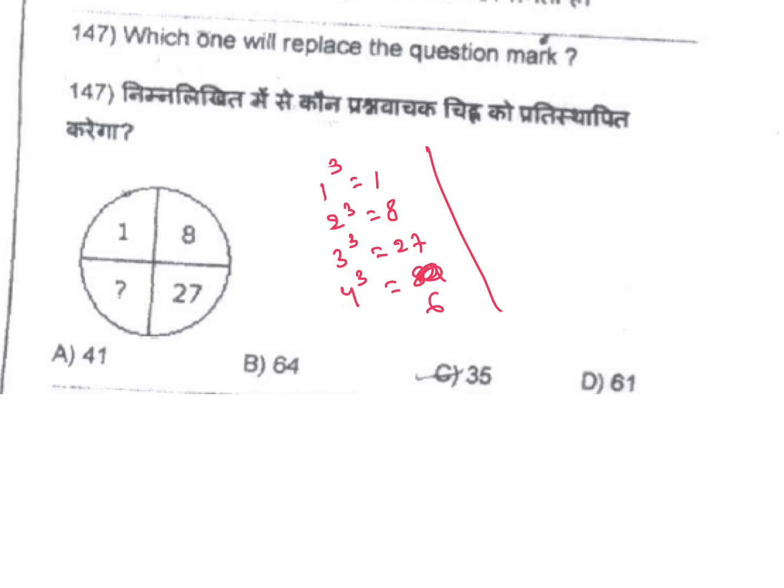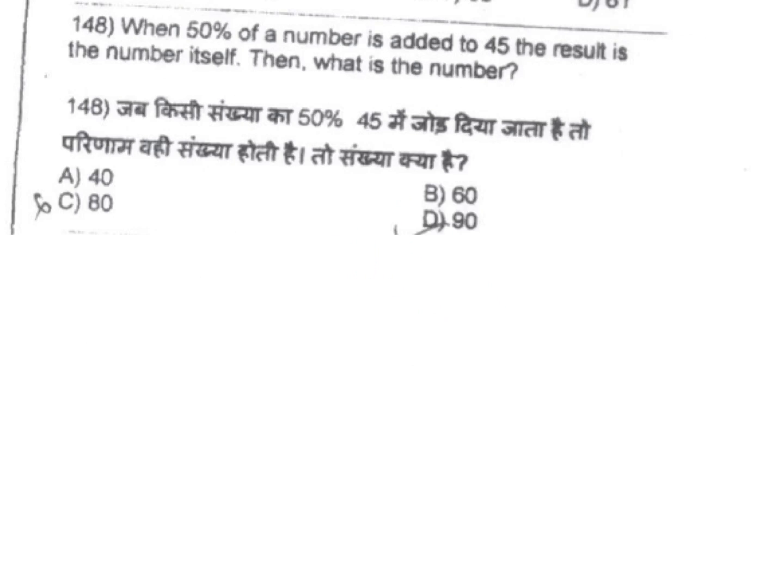When 50% of a number is added to 45, the result is the number itself. Then what is the number? 50% of a number x is x by 2. So x by 2 plus 45 equals the number itself, x. Let x be the number, so x plus 90 equals 2x, then x equals 90. So option D is the answer.